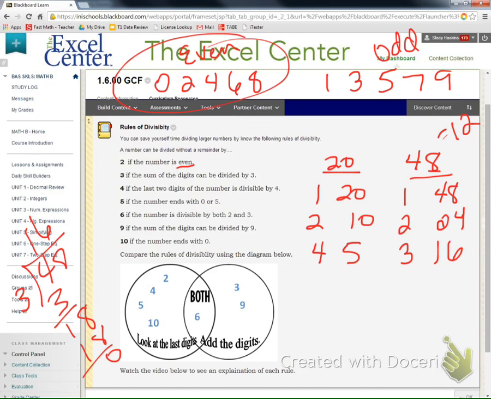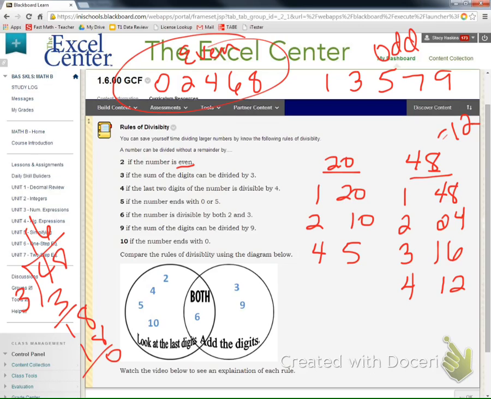Alright. The rule of 4 says if the last two digits of the number are divisible by 4, then the big number is divisible by 4. Now, we're looking at just a 2-digit number. Yes, this goes in 4 times. 48 can be divided by 4. I can kind of see that because I see the 4, which can be divided by 1, and the 8 can be divided by 4 2 times. So 12.